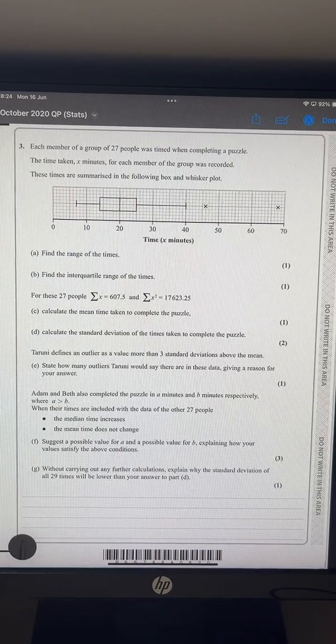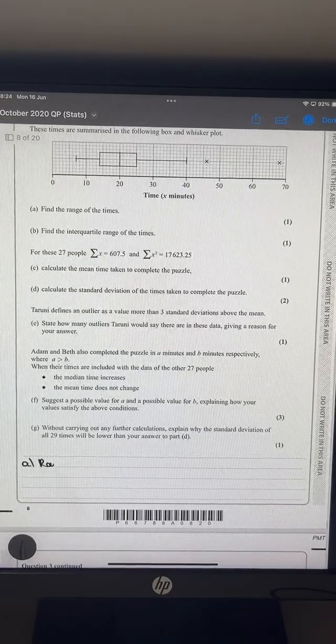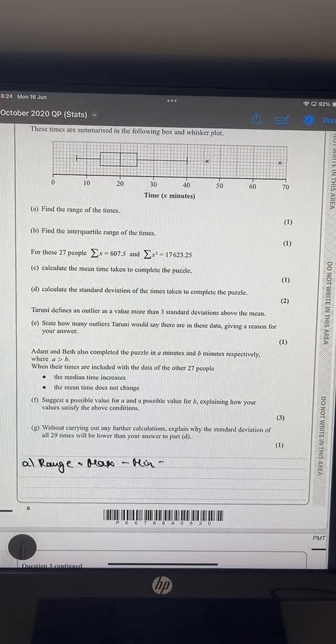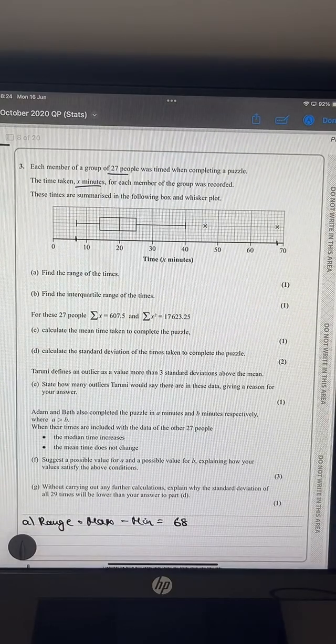Question 3. Each member of a group of 27 people was timed when completing a puzzle. The time taken, X minutes, for each member of the group was recorded, and they're shown in a box and whisker plot. Question A, nice 1 marker, find the range of times. So the range is just the maximum value minus the minimum value, and you have to include outliers. The maximum value is over here, so that is just 68. And the minimum value is over here, so that is 7, so that's minus 7. That's just 61. That's how you do that one.